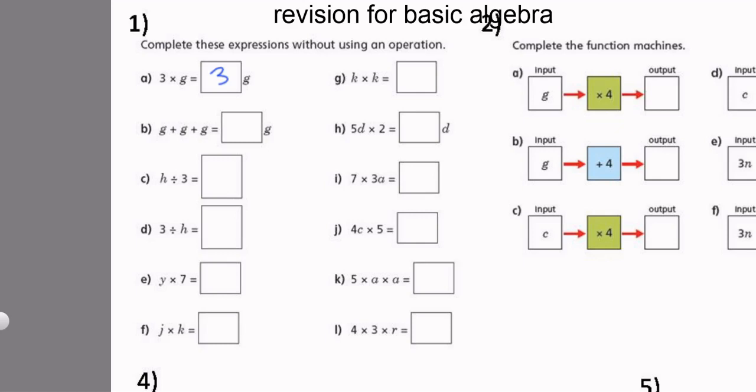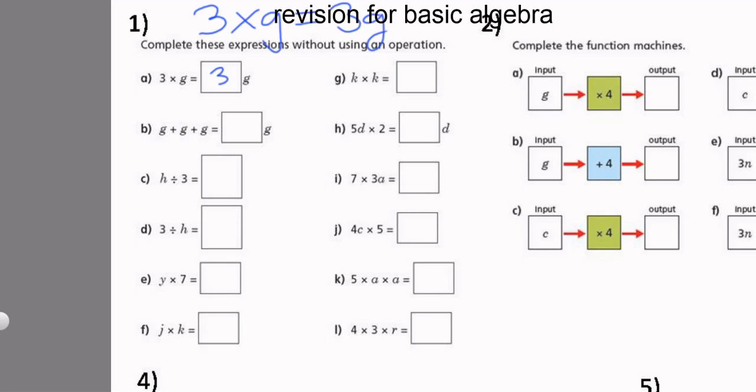Now you're probably wondering, well, where's the times symbol? Whenever you multiply a number with a letter, you always write it like this. The times symbol disappears. So for example, 4 times a, 4a. 11 times b, 11b. 100 times x, 100x. So remember, the times symbol disappears.